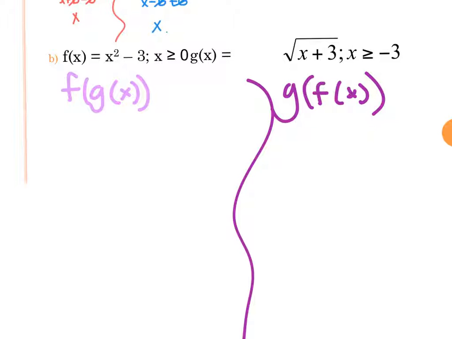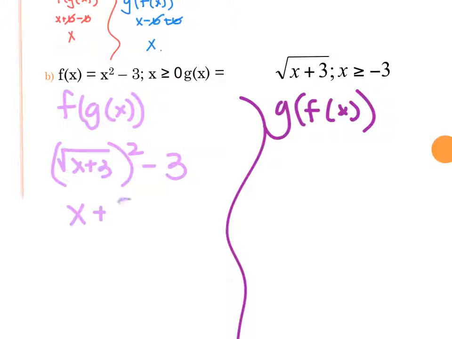All right, so first thing I'm going to do is take the g of x, plug it into the f of x. So underneath the square root, x plus 3, then it would get squared minus 3. The square root of x plus 3 squared is just x plus 3, and then x plus 3 minus 3. Those cancel, and I get just x. Same thing in the reverse.